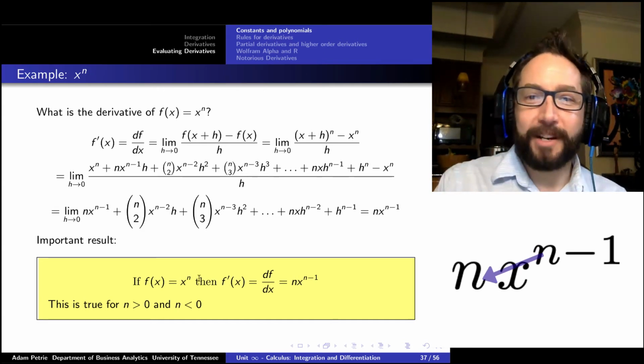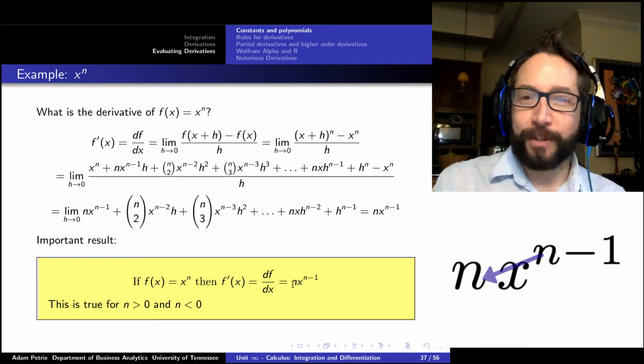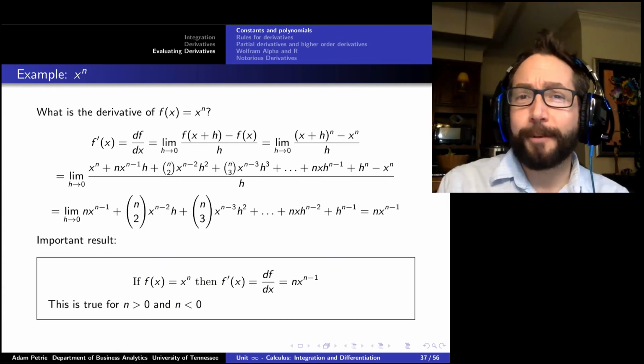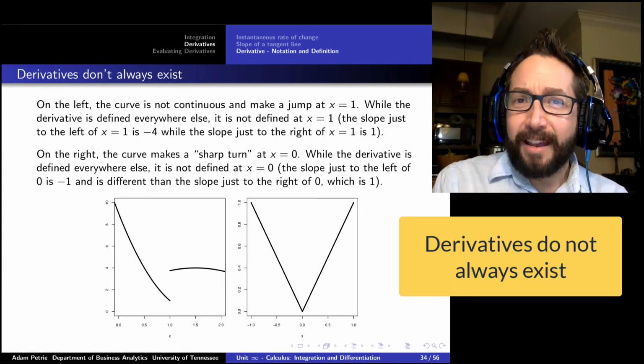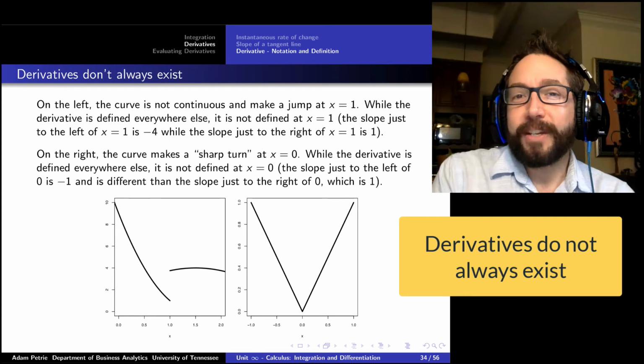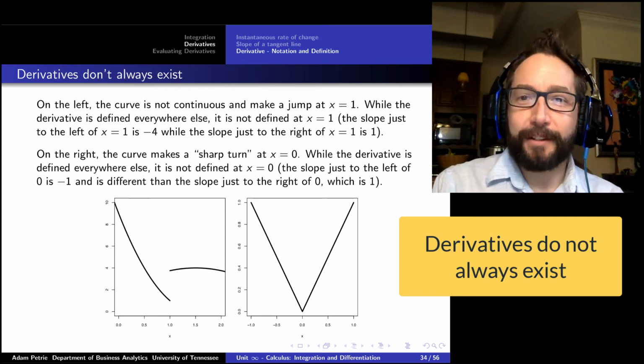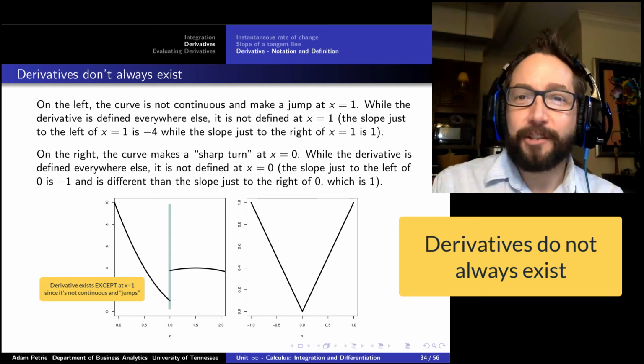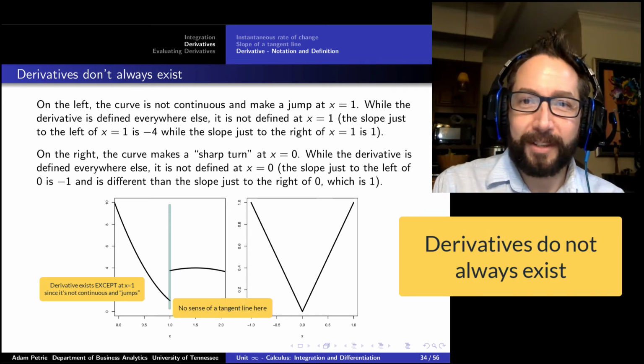So n times x raised to the n minus 1. Pretty much the only two things you would need to commit to memory. The only thing that you would really want to be responsible for is realizing that, hey, not every single function actually has a derivative at every particular value of x. So if that function is discontinuous, if it makes a jump, we're not really measuring what the slope of the tangent line is at that value of x.